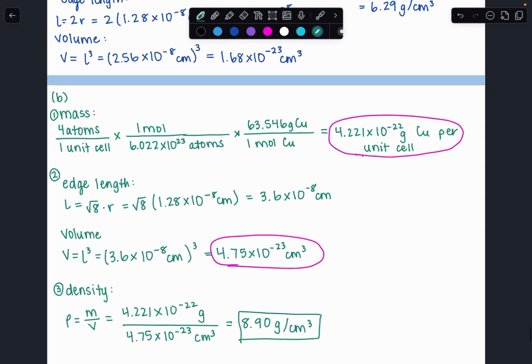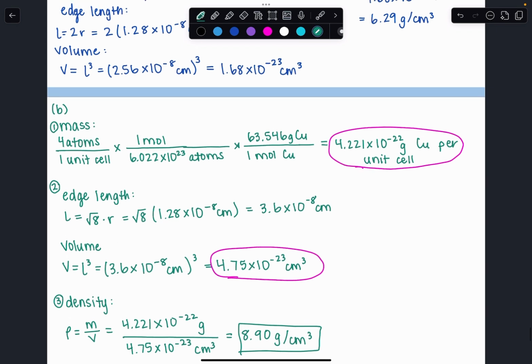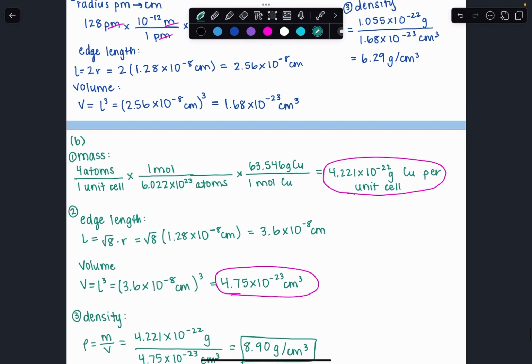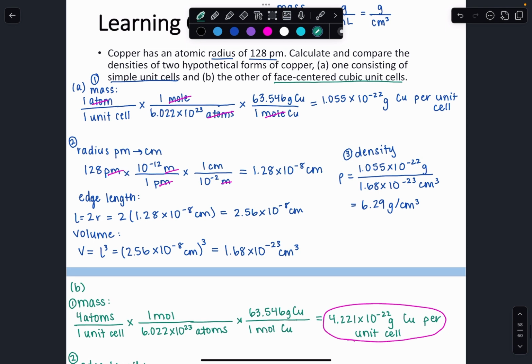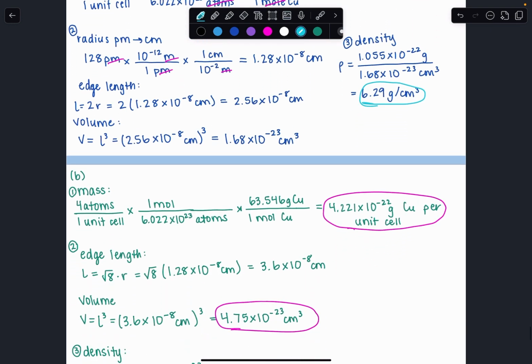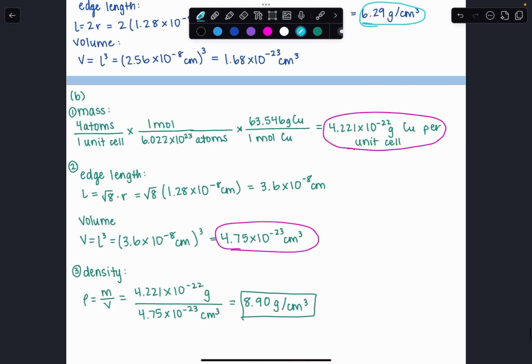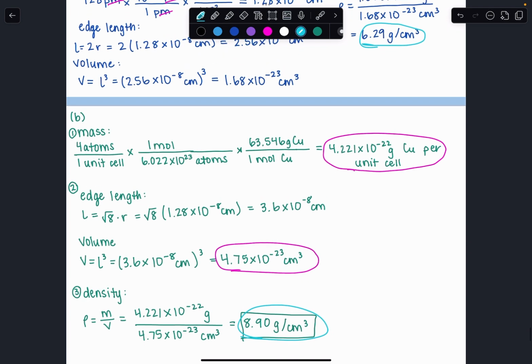One thing we talked about when we looked at the different types of unit cells was that the simple cubic is the least dense. And if you compare the densities here, we're looking at 6.29 grams per centimeter cubed compared to 8.90. So we see that simple cubic is less dense than the face-centered cubic.